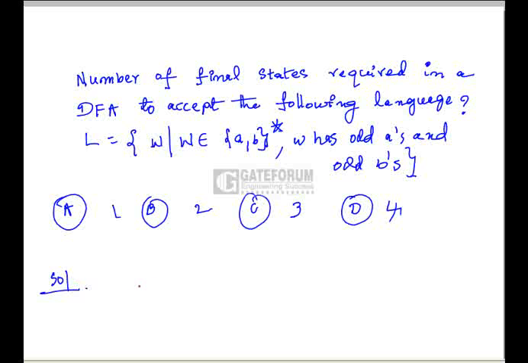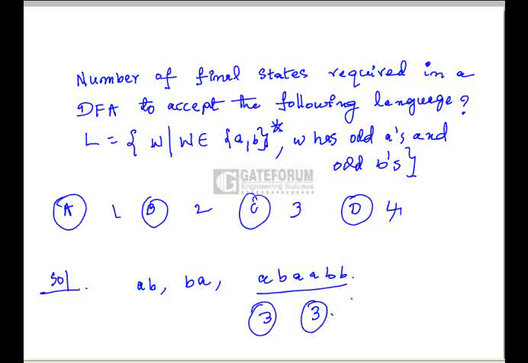So the minimum strings with odd A's and odd B's are AB and BA. These are the minimum strings. Or you can have AB, AA, BB also: total number of A's 3, total number of B's also 3. Both are odd. It need not be 3. For example, you can have AAA, B. So number of A's is odd, 3, and number of B's is odd, that is 1.